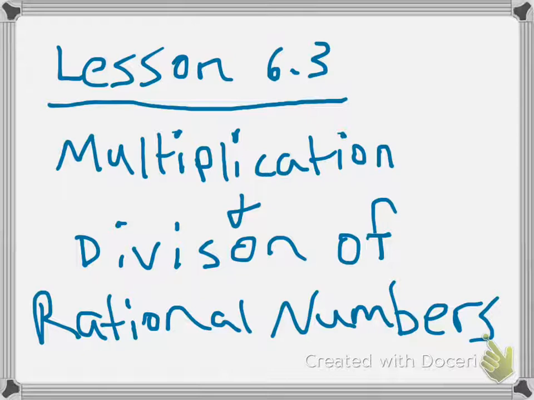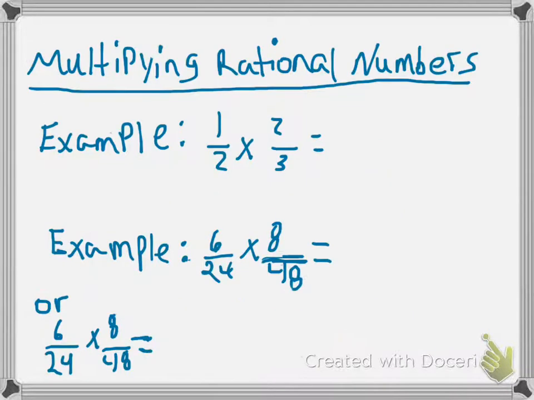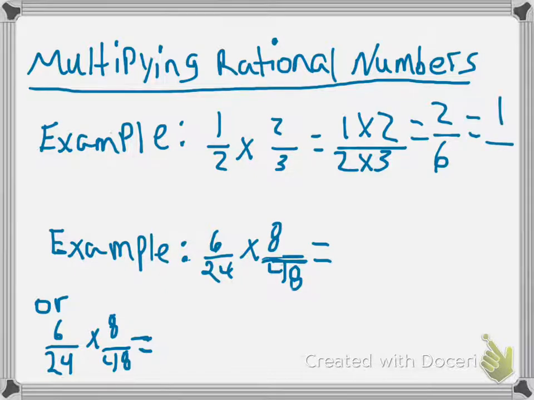Let's do a couple of examples to get some practice in. In our first example, you have 1/2 times 2/3. If you take the numerators and multiply them straight across, you get 1 times 2, then in the denominators you get 2 times 3, and that gives you 2 over 6. And you know that can be simplified because 2 goes into 2 once, and it goes into 6 3 times. So your final answer is 1/3.